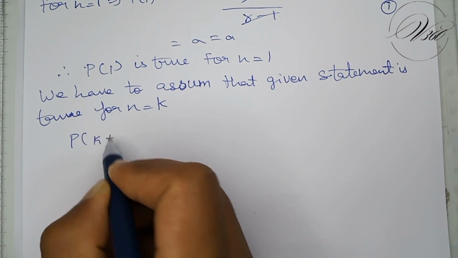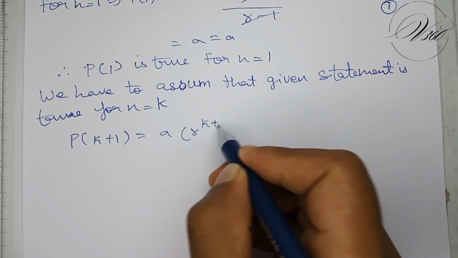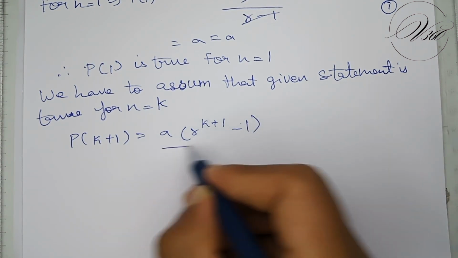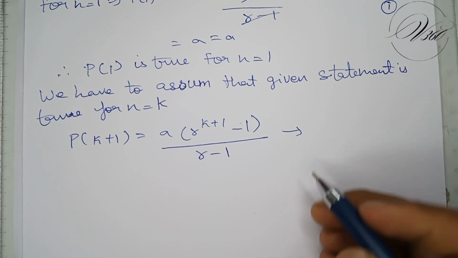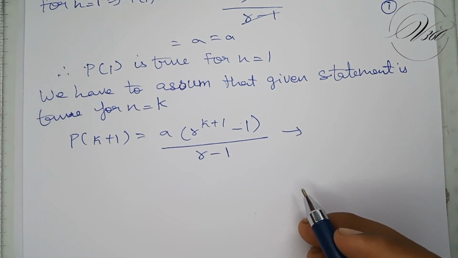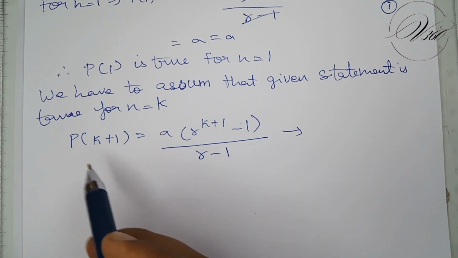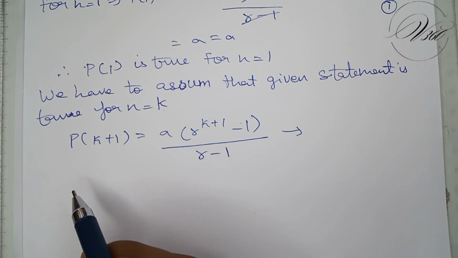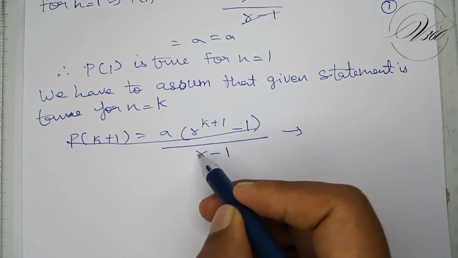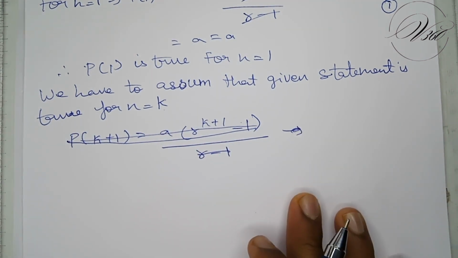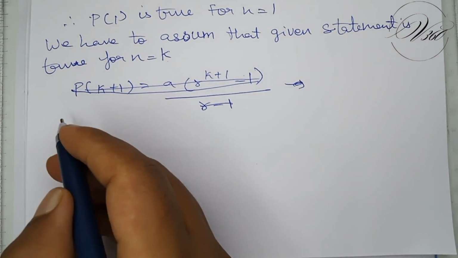P of k plus 1 is equal to a of r to the power k plus 1 minus 1 by r minus 1. This is the, wait a second, I made a little mistake. Sorry, I wrote k here and k plus 1 here. I should write this one as the last one. Sorry for this mistake. This one step is a mistake, okay? Let me take it here.